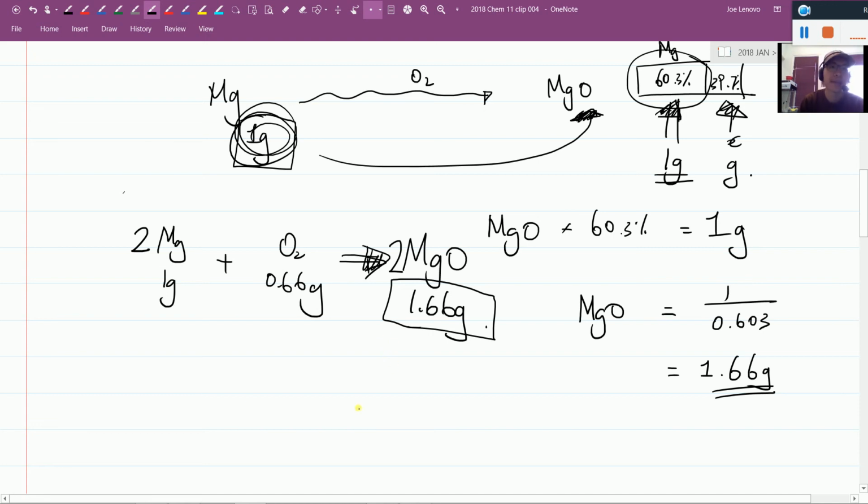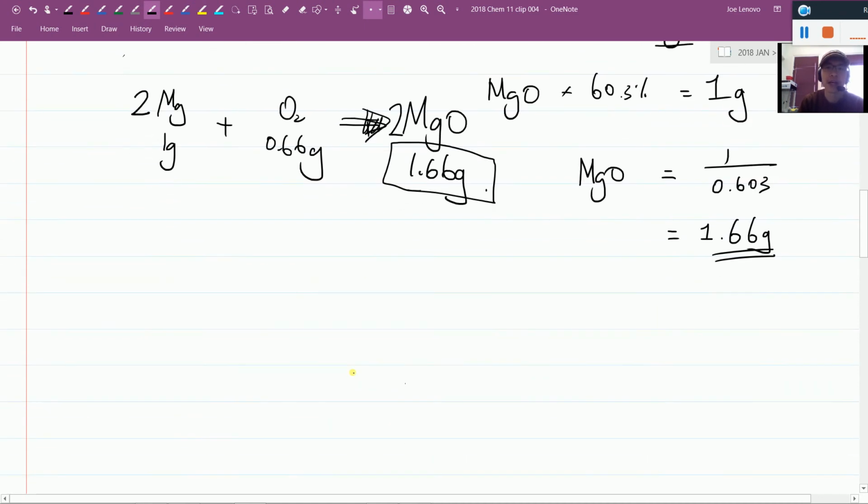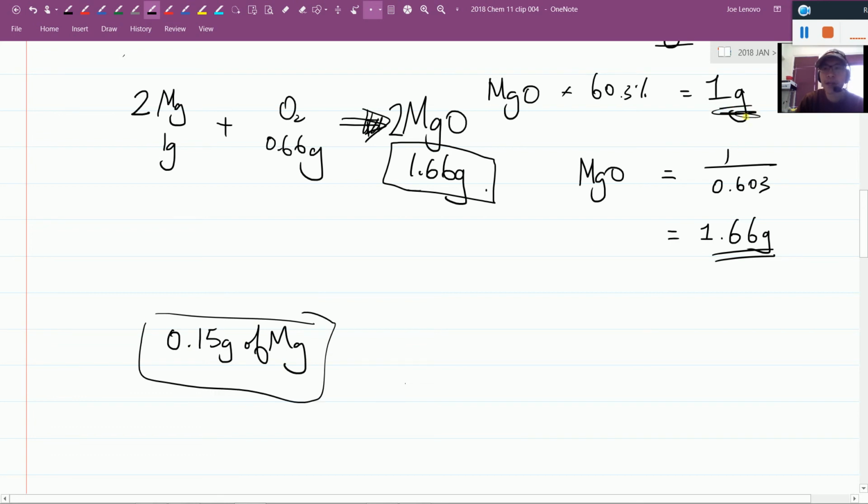Now let's apply this to our situation. Our situation is a bit different. Instead of 1 gram, we have roughly 0.15 grams of Mg. So we know that MgO times 60.3%. That percentage never changes because it's based on the formula. And 60.3% would equal 0.15 gram. We only used 0.15, not 1, so change that into 0.15.